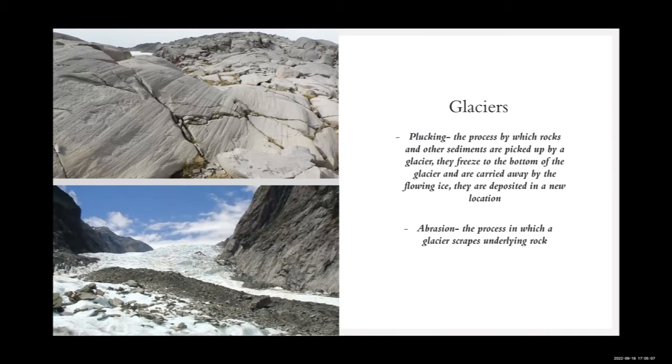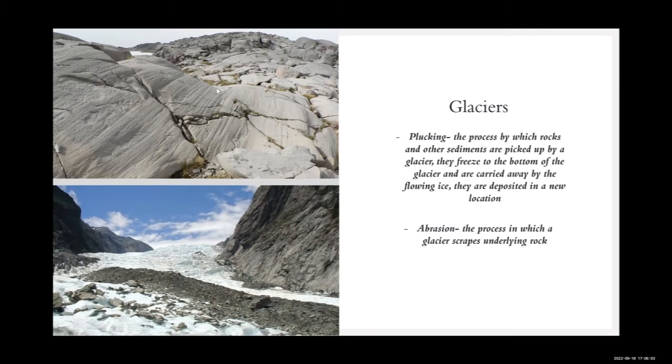Glaciers do something we call plucking. This is the process by which rocks and other sediments are picked up by a glacier. They freeze to the bottom of the glacier and are carried away by the flowing ice. They're deposited in a new location.